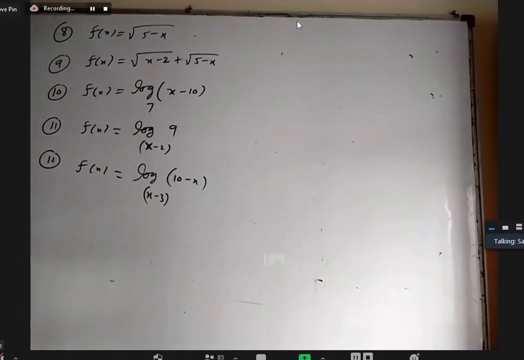What is the answer for the ninth one? Anybody want to tell? Closed interval 2 to 5. Yes, closed interval 2 to 5. It should be more than 2, less than 5, not the other way.